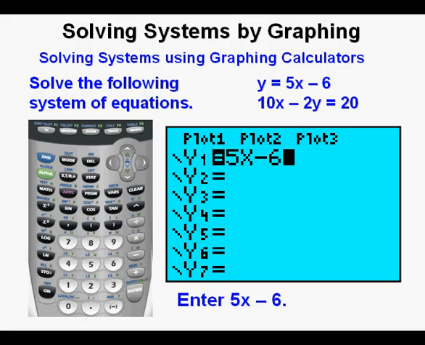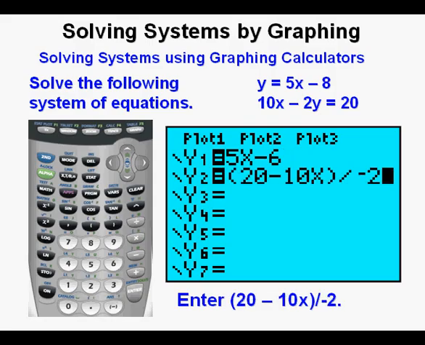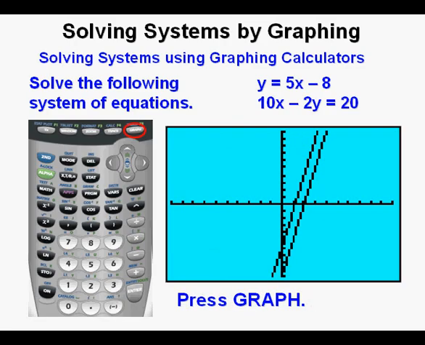Next we enter the second equation by opening parentheses, entering 20, subtracting 10x, closing parentheses, then dividing by the coefficient of y, which is negative 2. Press graph. We have two lines, which appear to be two parallel lines, and if they really are parallel, there is no solution to this system of equations.